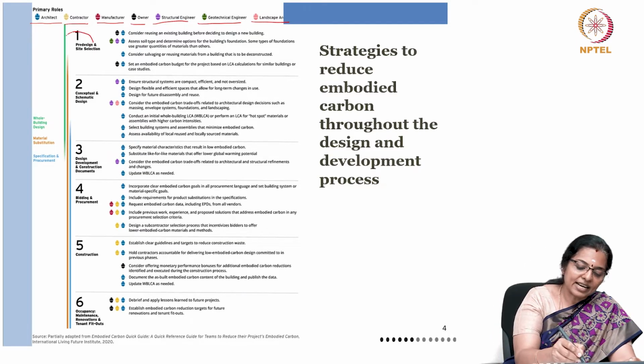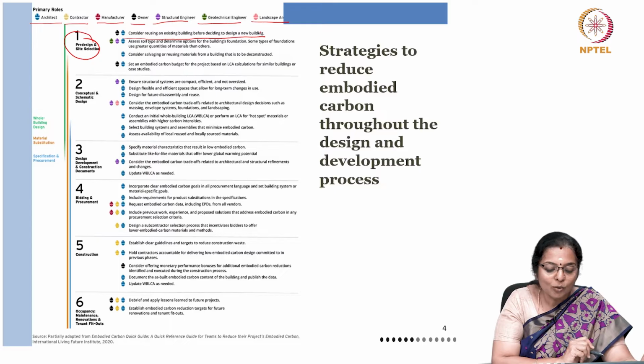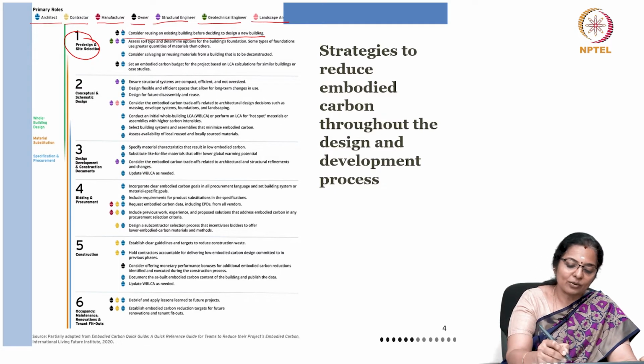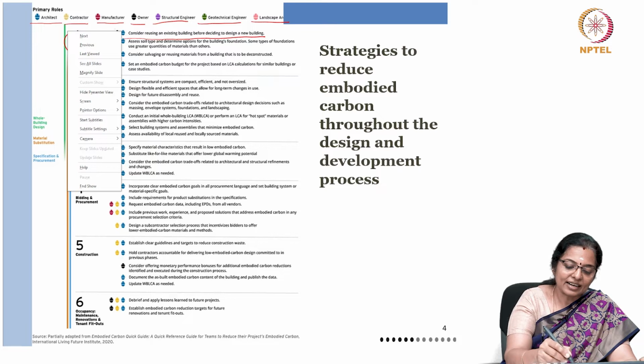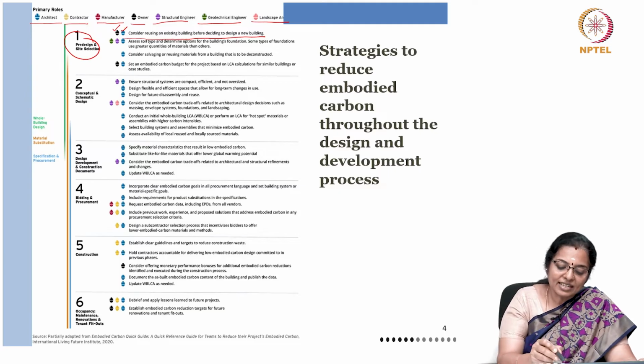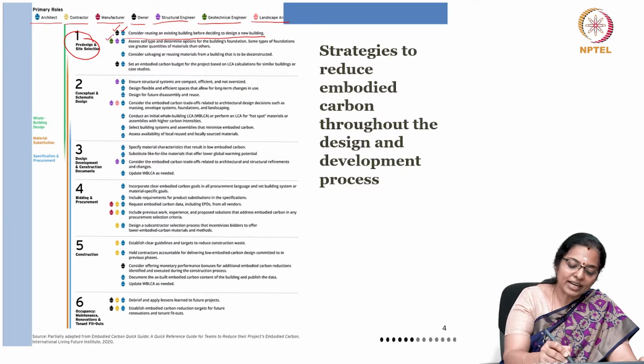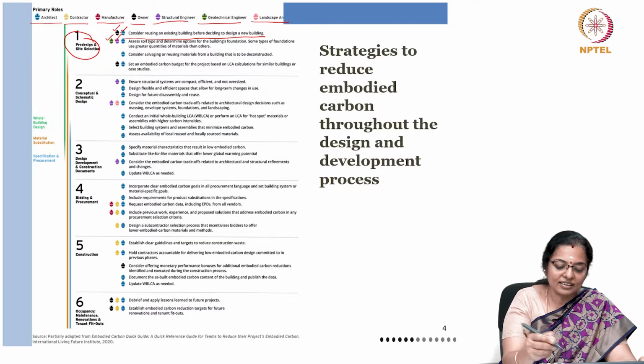In the pre-design and site selection stage, one needs to consider reusing an existing building before deciding to design a new building. Who has to do that? It is the owner and the architect. The owner and the architect have to decide that. Then assess soil type and determine options for the building's foundation, because some types of foundation use greater quantities of materials than others. Who has to do that? Geotechnical engineer, the structural engineer, and the architect.